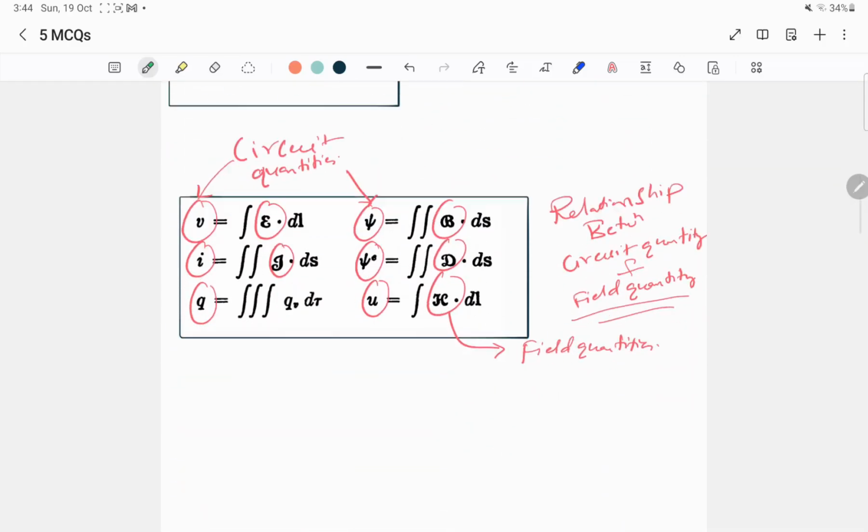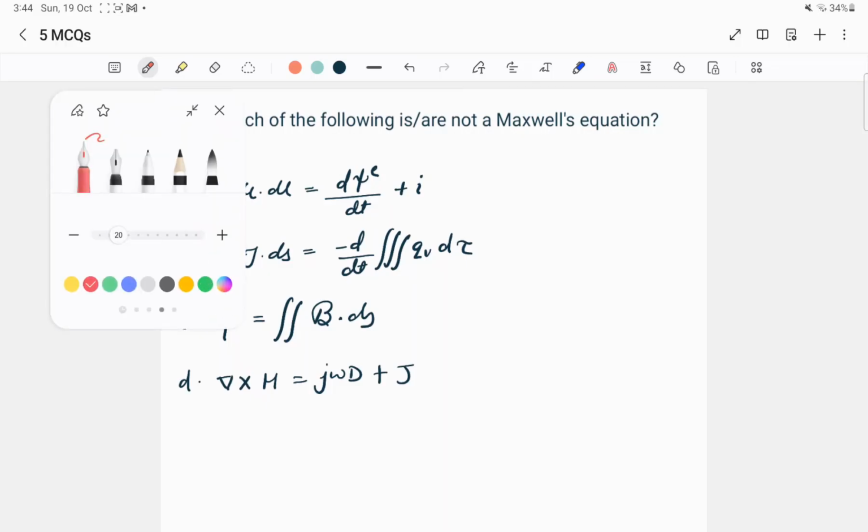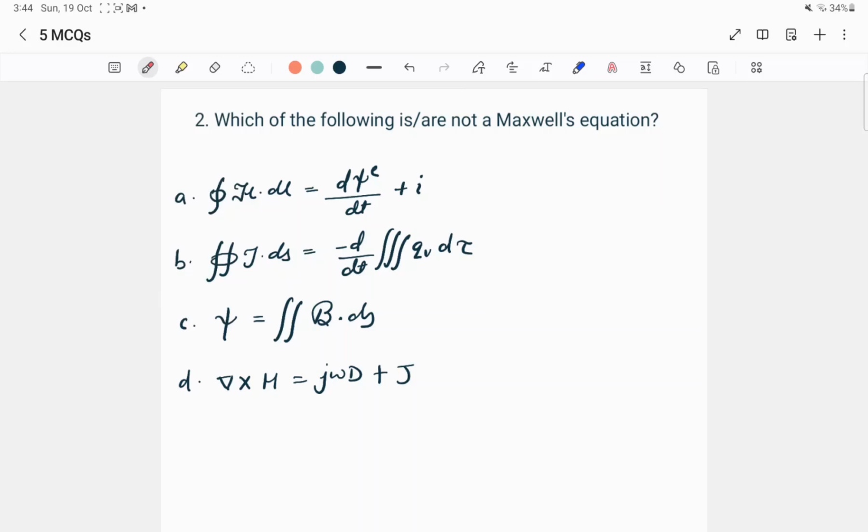Okay, all right. Now let us look at the second question. Which of the following is or are not a Maxwell's equation? So this time it will be easy for you. There are 4 options, A, B, C and D. This first one is Ampere's law. This second one is equation of continuity. This third one is just a relationship between circuit quantity and field quantity. And this fourth one is del cross H equals j omega D plus J. So this is Ampere's law, Ampere's circuital law.